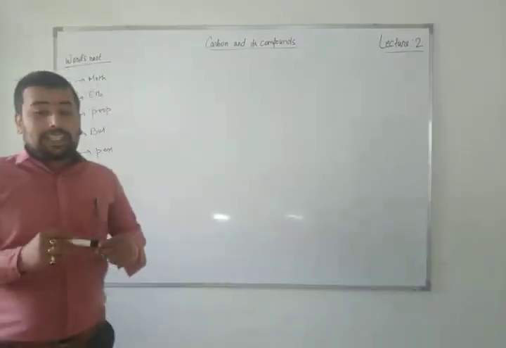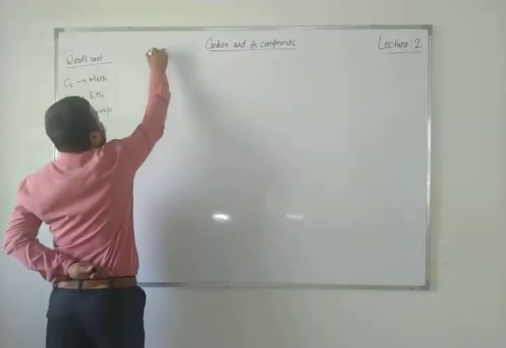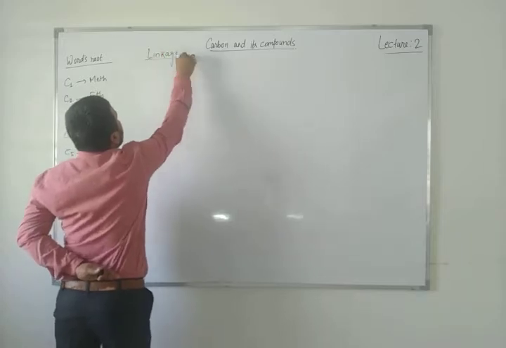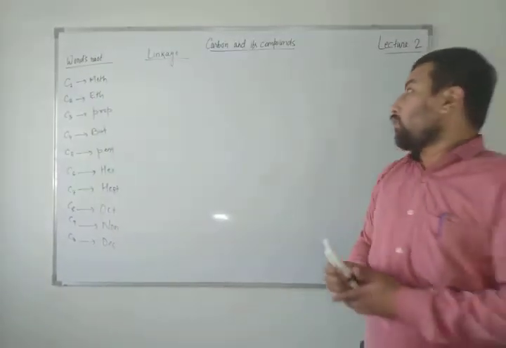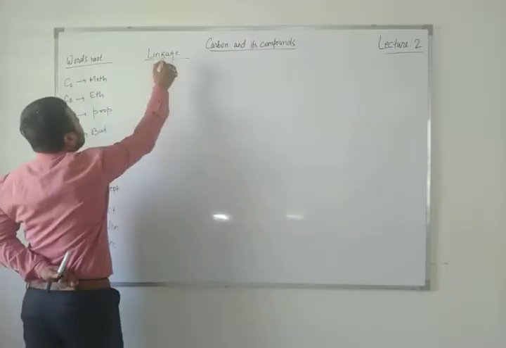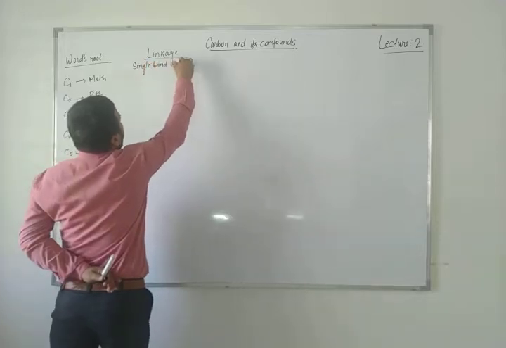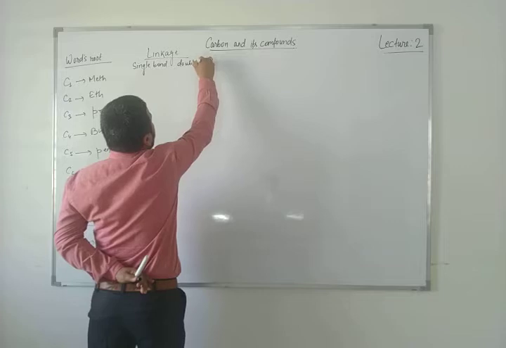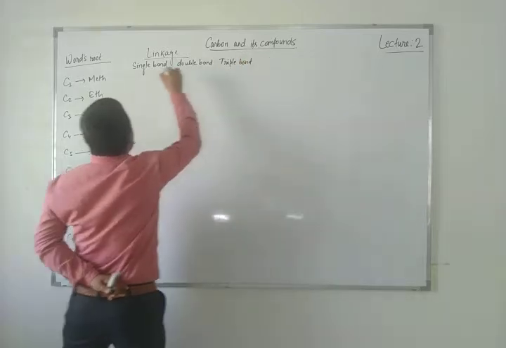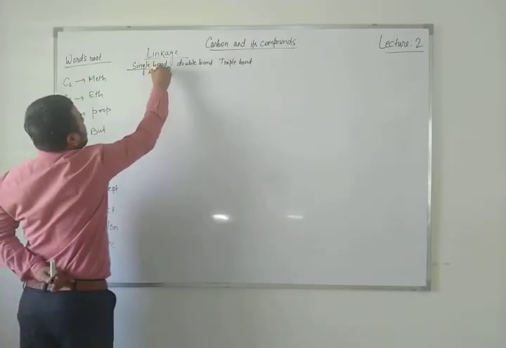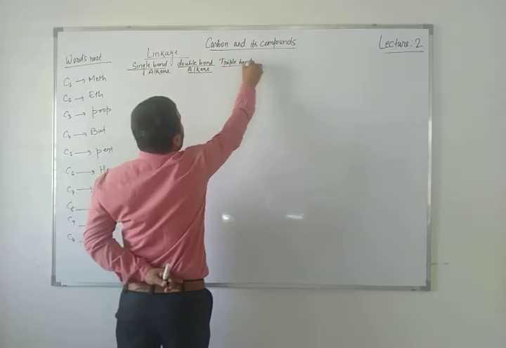After that I had informed you about the linkage. Linkage means bond, means how many types of bond can be there. There are total 3 linkages, means there are 3 types of bonds in this chapter, carbon and its compound. First of all single bond, double bond and triple bond. So single bond is known as alkane, double bond is known as alkene, and triple bond is known as alkyne.